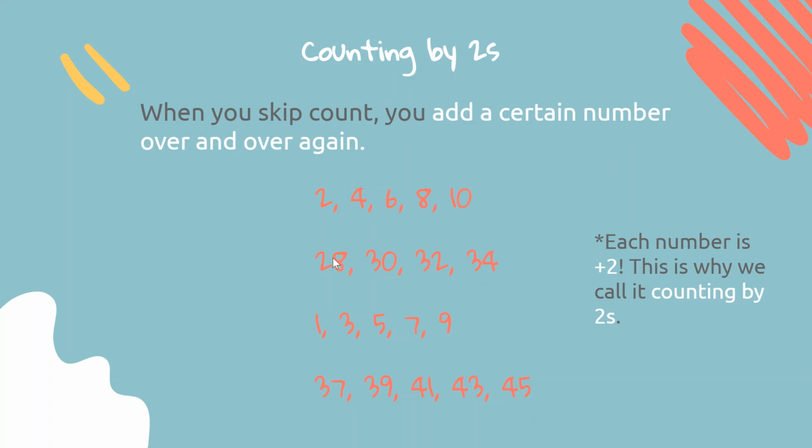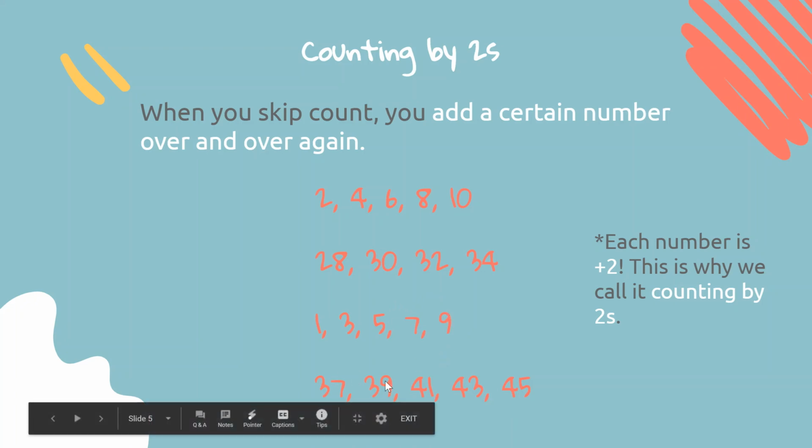Here we have 28. You add 2, you get 30. You add 2, you get 32. You add another 2, you get 34. Down here we have 1. You add 2, you get 3. You add 2, you get 5. You add 2 to 5, you get 7. You add another 2, you get 9. And down here's another example.